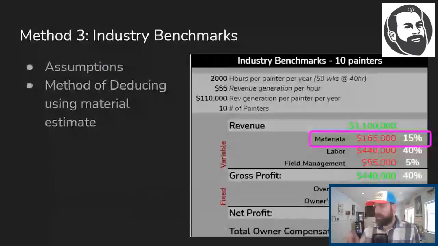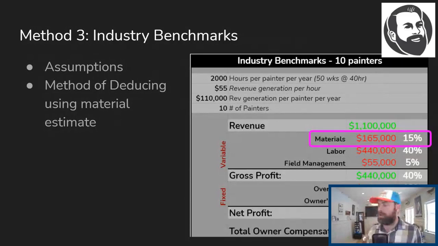These are assumptions. You can see at the top, we assume people work 2,000 hours a year. We would like to generate $55 of revenue an hour. That means each painter in your company will generate about $110,000 a year. If you hire and train and keep 10 of those painters, you'll run about a $1.1 million business.